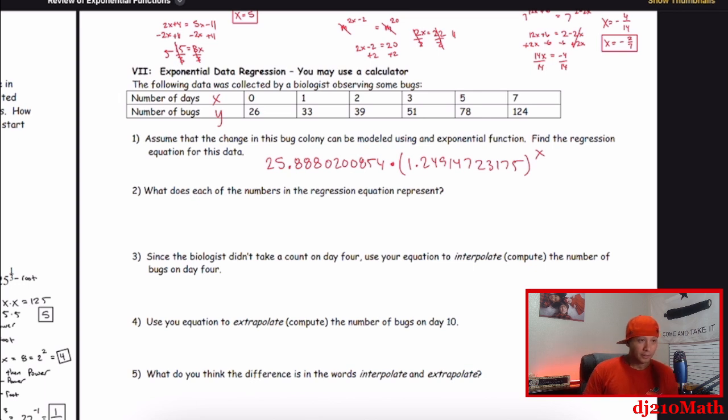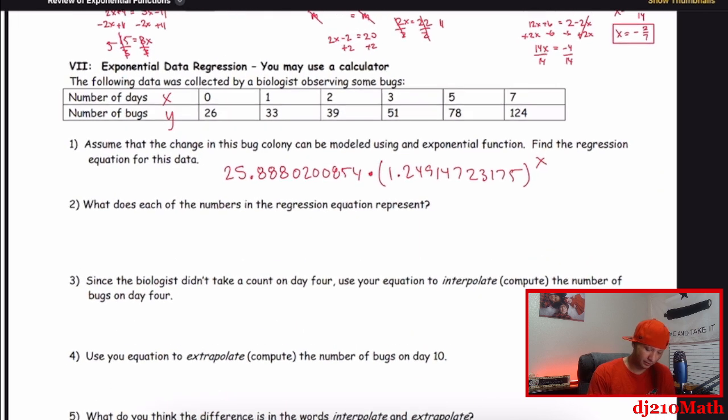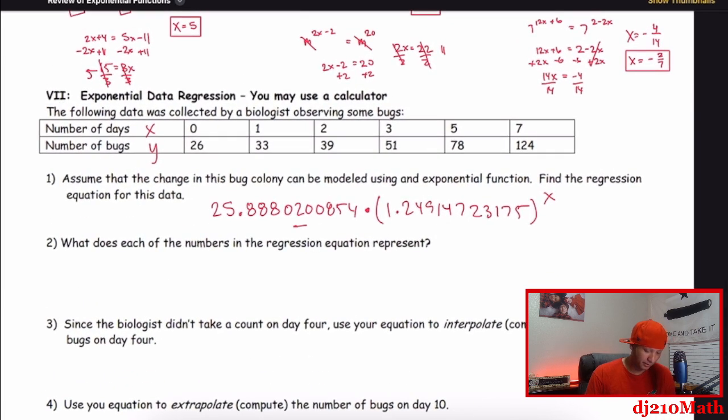All right, so here's the equation. So what do each of these numbers represent? Okay, so this is some starting amount or initial amount, and then this is the growth factor. And that makes sense, right? Because if you look here at day number 0, we had 26 bugs, and 25.888 is basically 26.